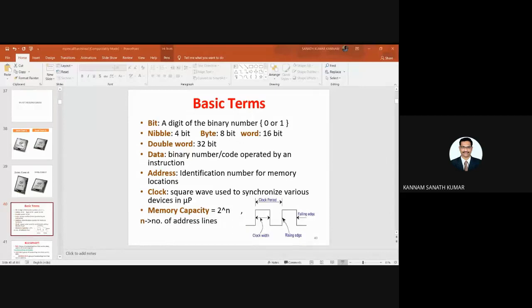Okay, and memory capacity. Memory capacity is defined in terms of 2 power n, where n is the number of address lines. Suppose 2 power 10 is there. 2 power 10 means memory capacity is how much? 1 kilobyte. Suppose 2 power 16 is there. 2 power 16 we can write as 2 power 6 into 2 power 10. 2 power 6 is 64, and 2 power 10 is kilo. So the memory capacity is 64 kilobytes. Like this, you can write the memory capacity.